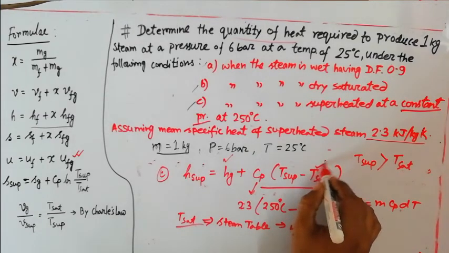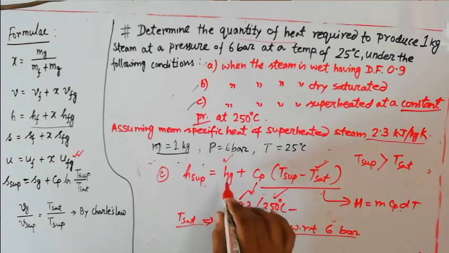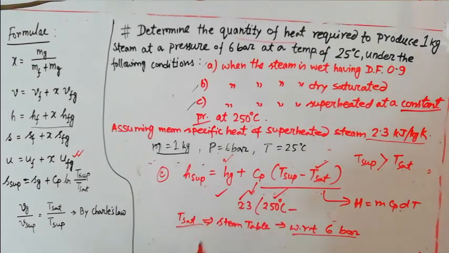T saturation is available to you, T sup is available to you, Cp is given, and Hg you have found previously. So from there you can get the value of H sup, and it is coming like this. I can write the values, you can cross check with mine. Just do the problem with your own effort and check the answer with mine. 2965.35 kilojoule per kg, that is the superheated enthalpy.